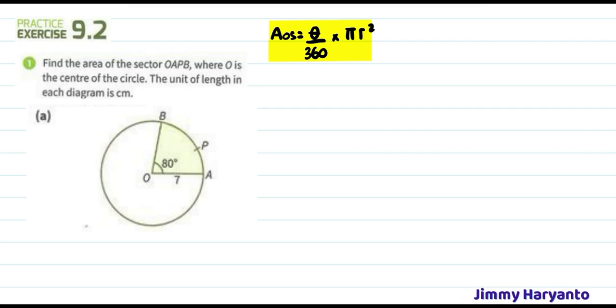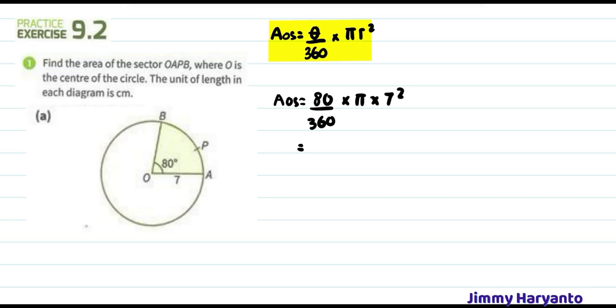Okay, next is practice exercise 9.2. The question wants you to find the area of sector OAPB. OAPB is this one. So the area of sector equals theta, which is 80 over 360 times pi times the radius, which is 7 square, and then calculate it using your calculator. And the answer is 34.2 centimeter square.